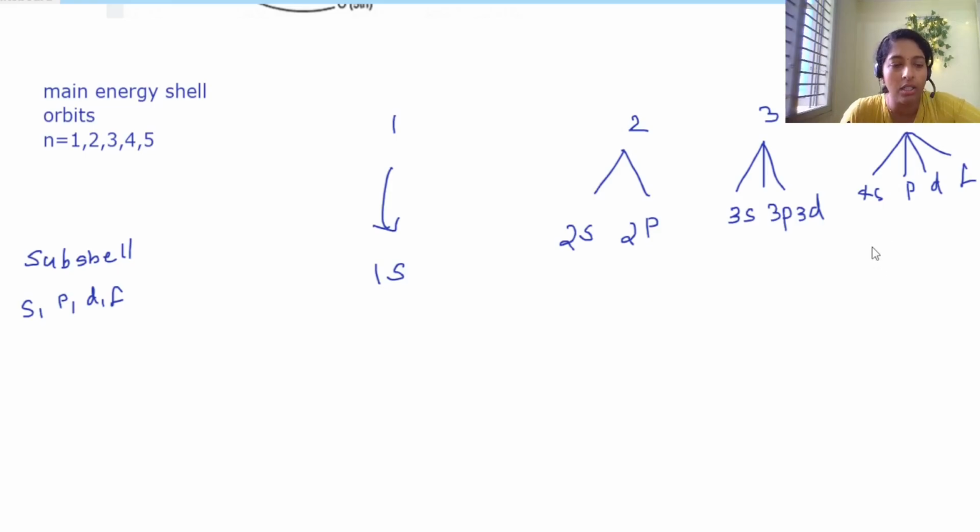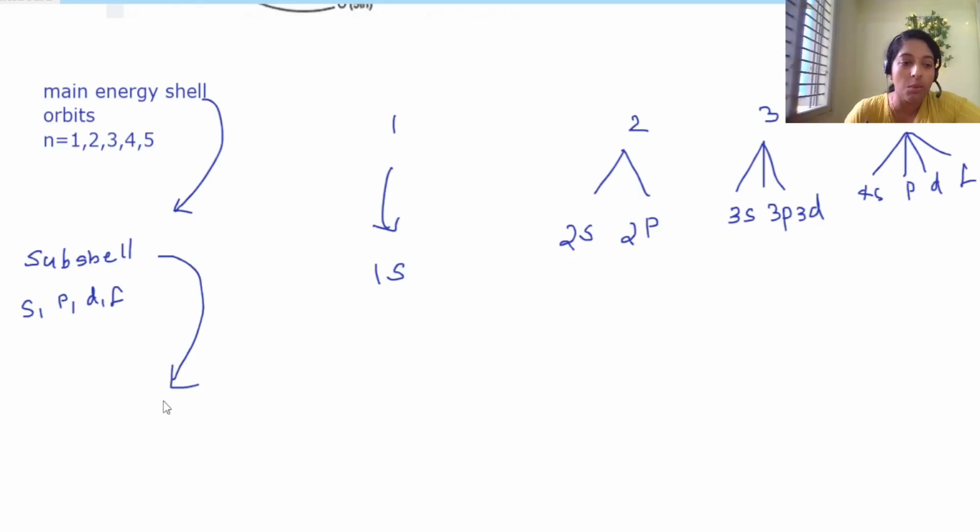But so far we have only 118 elements, so the maximum number of electrons is 118, right? That many electrons will fit into these four subshells. So we use only these four subshells to accommodate all of our electrons. If we require more, then definitely the next subshell can be included. Then the subshell is again divided into sublevels.